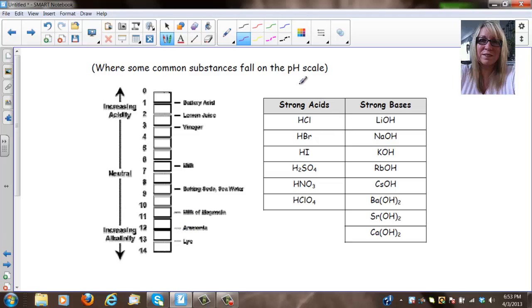This is your strong acids and your strong bases. I spoke to you about these the other night, the 6 strong. And notice how your strong bases are group 1. This is group 1, Li is group 1, Na is group 1, K is group 1, and Rb is group 1. And then all of these over here are group 2, Ca, Ba, Sr, and Ca.